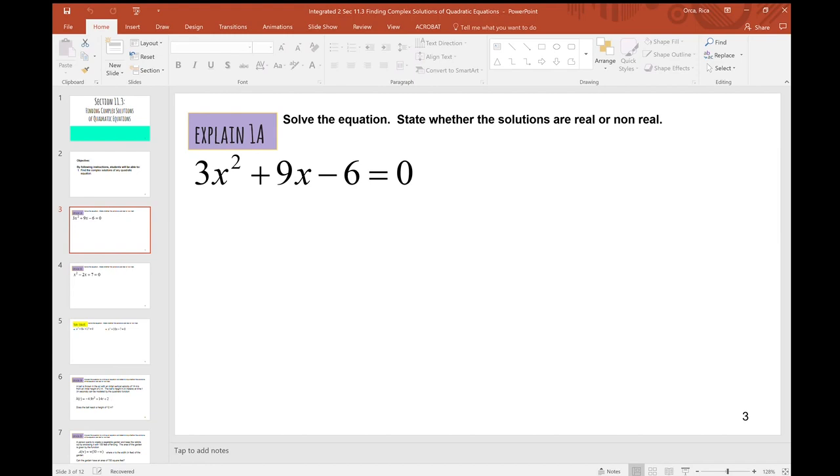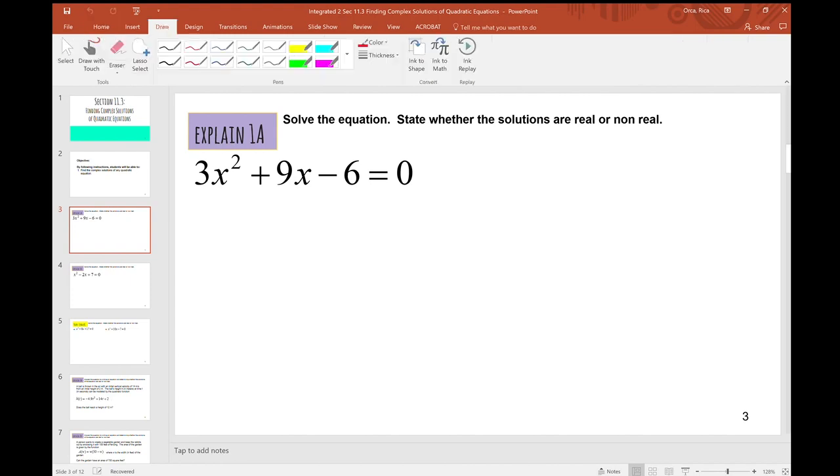We have 3x squared plus 9x minus 6 equals 0. Since 3, 9, and 6 are all divisible by 3, let's go ahead and divide the entire equation by 3. That way, our numbers will be a lot easier to work with. If you want to skip this step, that's completely fine too. We have 3 divided by 3, which is 1x squared, 9 divided by 3, which is 3x, and negative 6 divided by 3, which is negative 2. 0 divided by 3 is 0.